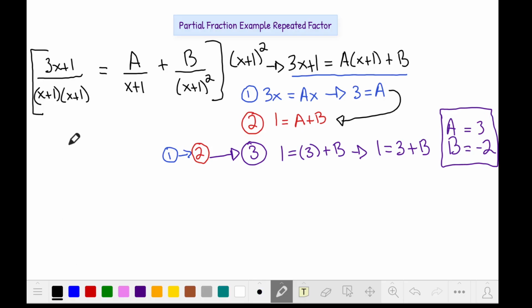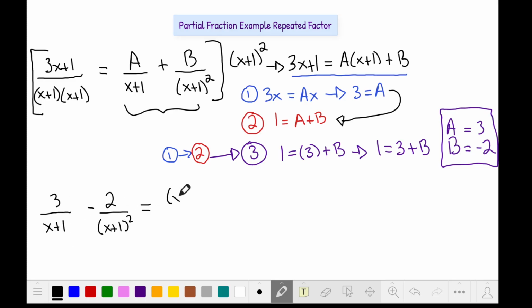Which means that if we wanted to check our answer, if we look at this term over here, we have a, which is 3 divided by x plus 1, and then b, which is minus 2 divided by x plus 1 squared. Now, from the fractions video, if we want to add or subtract two fractions together, we need to make sure that the bottoms match. So in this case, they don't. So I'm going to make the bottom of the left-hand fraction match the other fraction. So we're going to do that by multiplication.